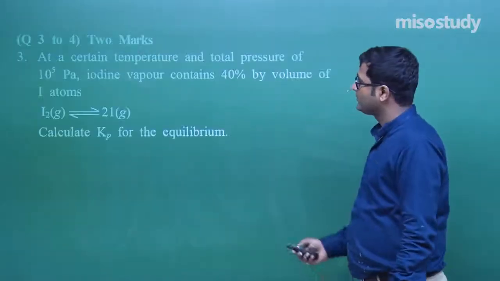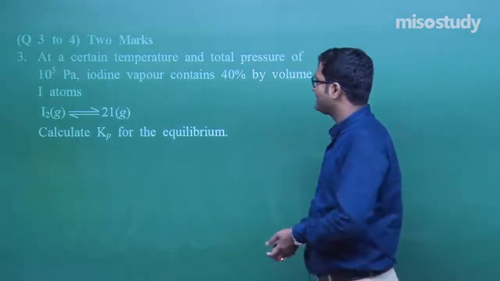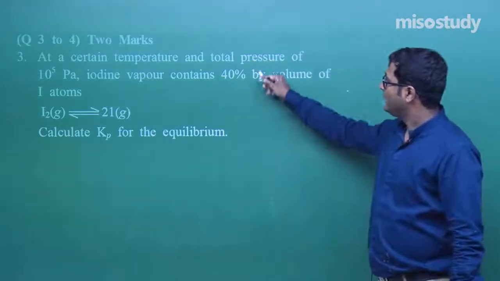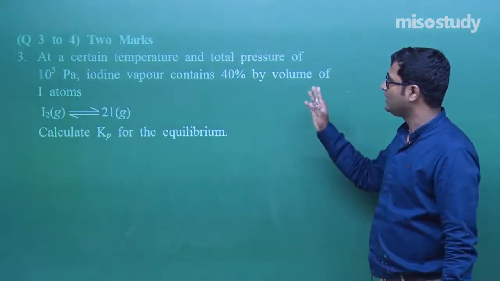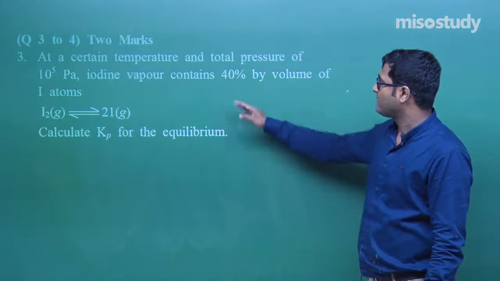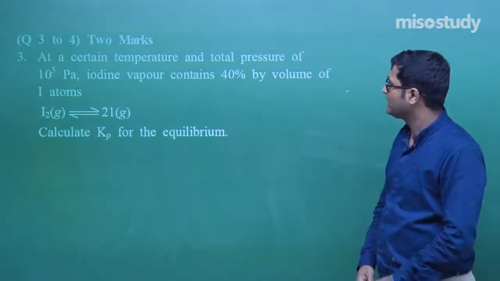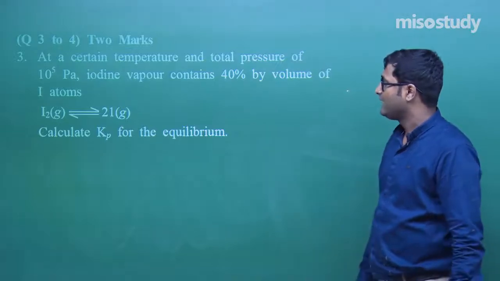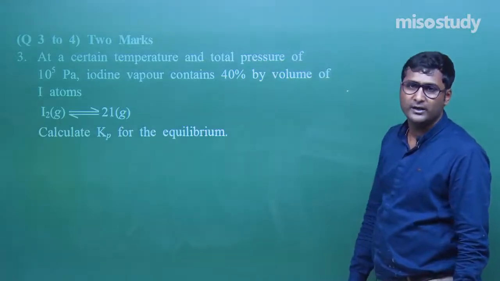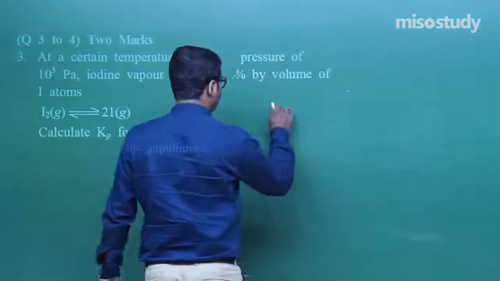Now what is the next question here? Read the question carefully. At a certain temperature and total pressure of 10^5 Pascal, iodine vapor contains 40% by volume of iodine atom. Calculate Kp for the equilibrium.